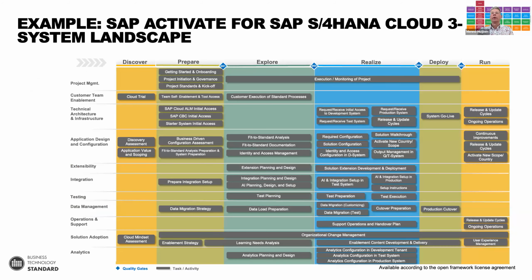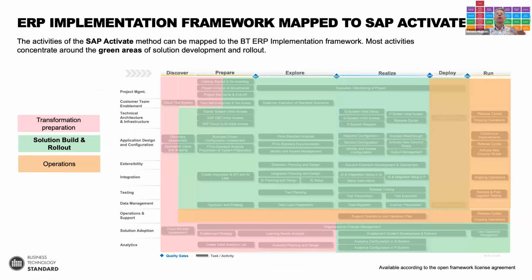For those of you who have never seen it, this is a snapshot of what SAP's Activate model looks like for a specific solution. So in this case, the S/4HANA Cloud 3 system landscape. It shows the main phases and activities and work streams. On top of that, using our color coding, the transformation preparation, solution build and rollout, and operations, you can find where those activities focus.